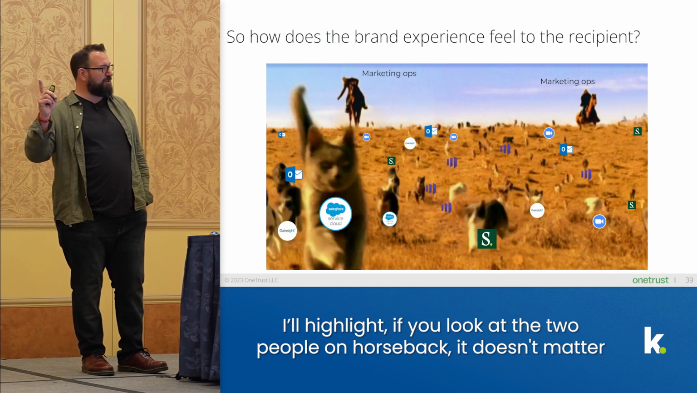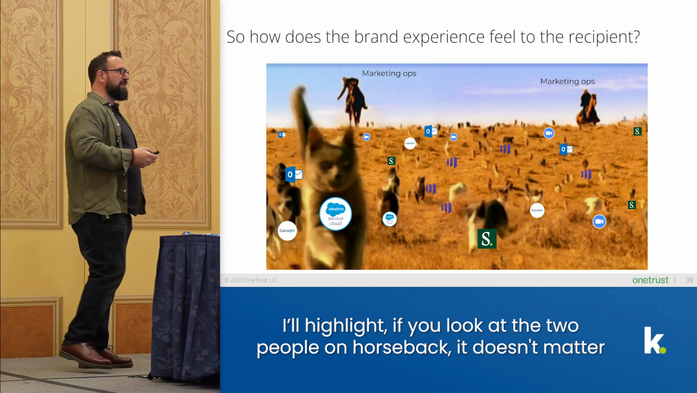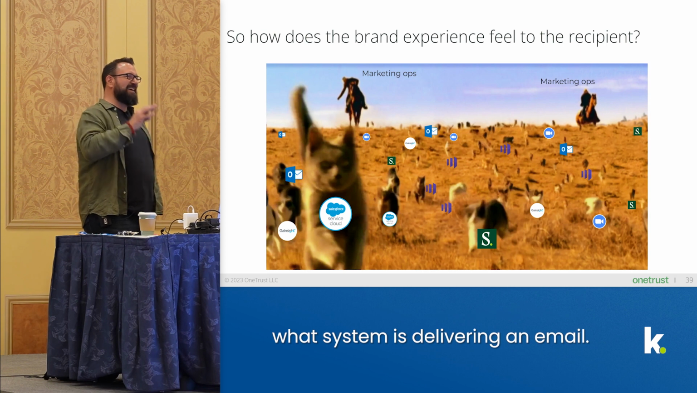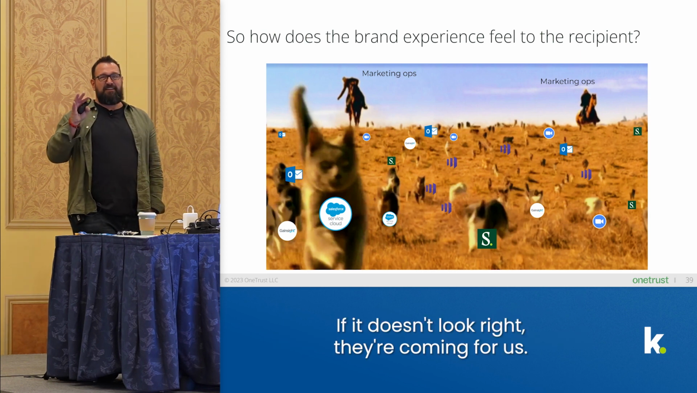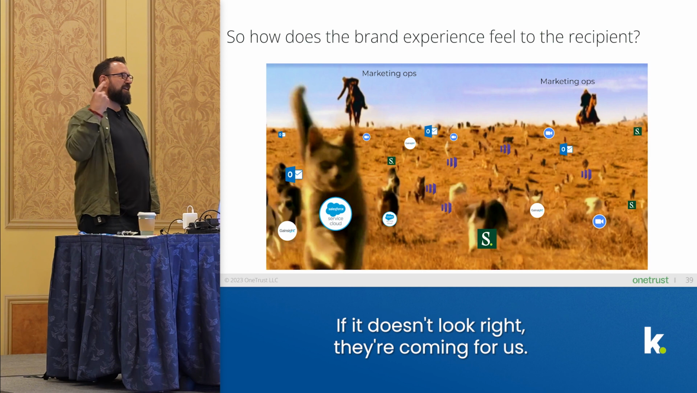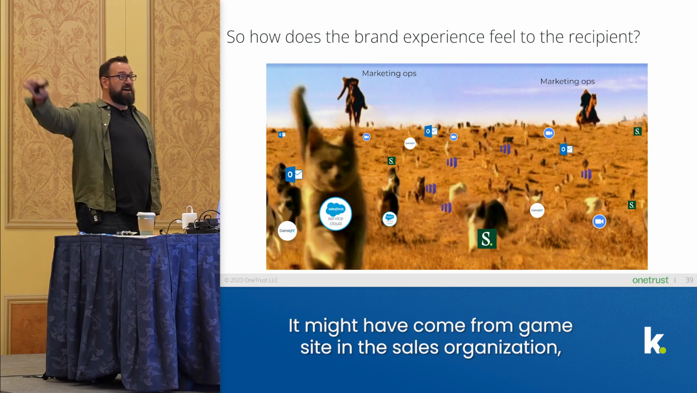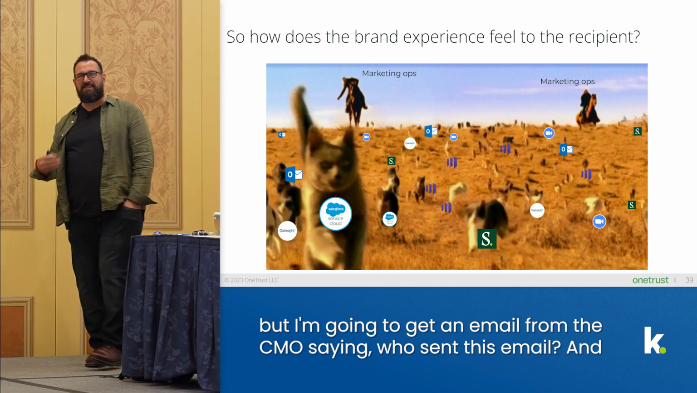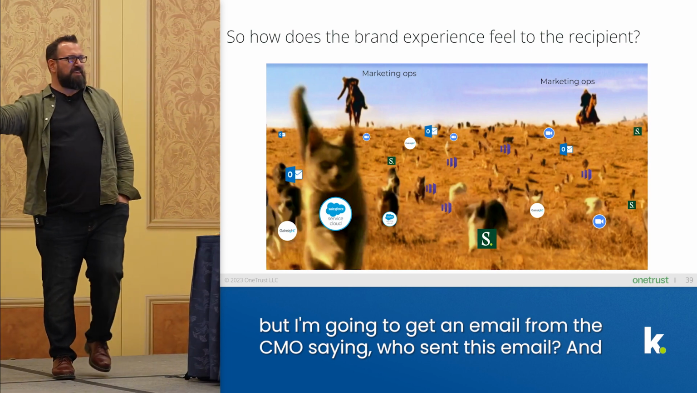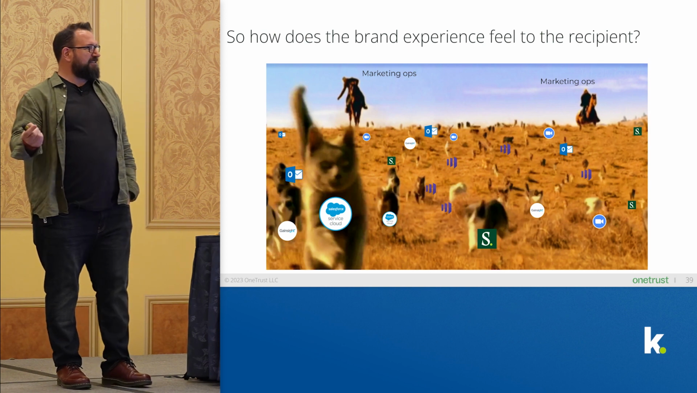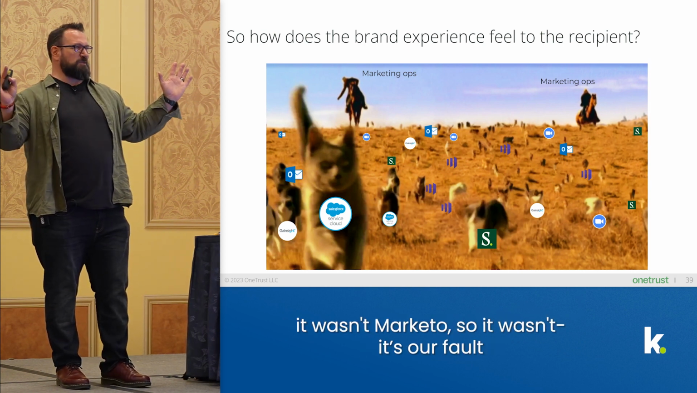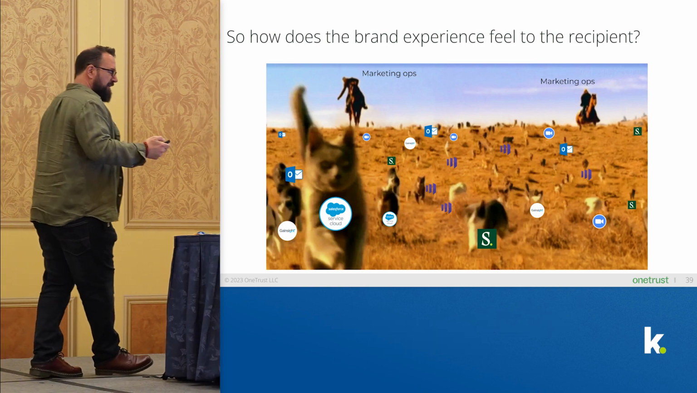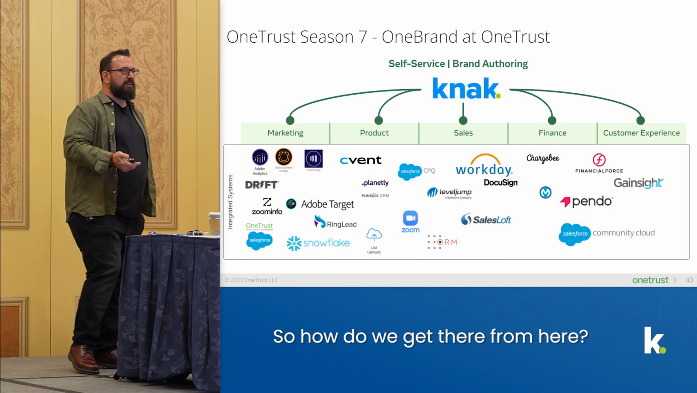I'll highlight, if you look at the two people on horseback, it doesn't matter what system is delivering an email. If it doesn't look right, they're coming for us. It might have come from Gainsight in the sales organization, but I'm going to get an email from the CMO saying, who sent this email? And gone are the days where you can say, oh, it wasn't Marketo, so it's not our fault. So how do we get there from here?